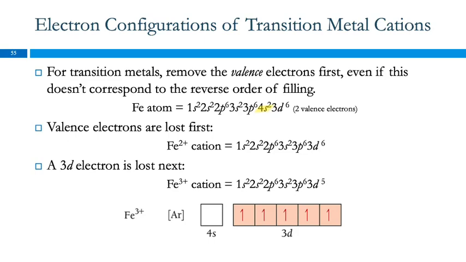Now, if we're going to lose more electrons, what are the valence electrons once we got rid of the 4s? Well, the 3s are valence electrons now. Okay? So we'll start at the end of the 3s and start working our way back. We're just going to lose 1 more, and so we're going to lose one of these 3d electrons. We'll end up with 3d5.